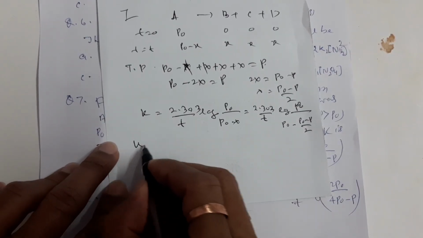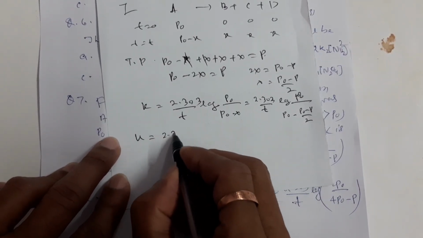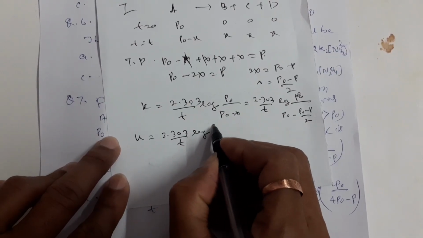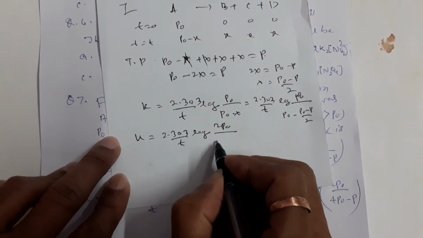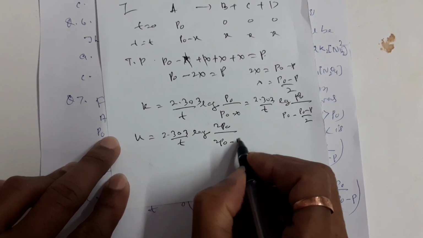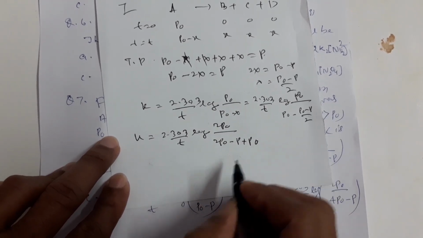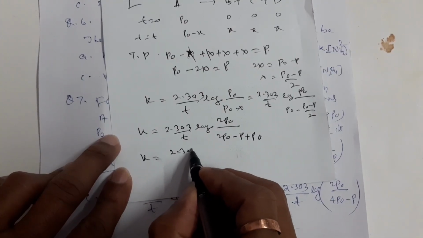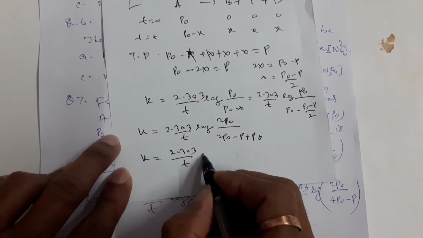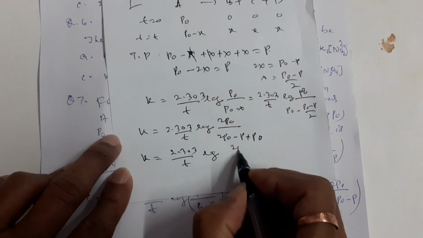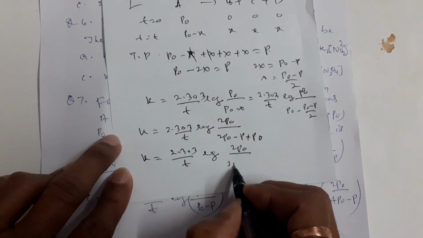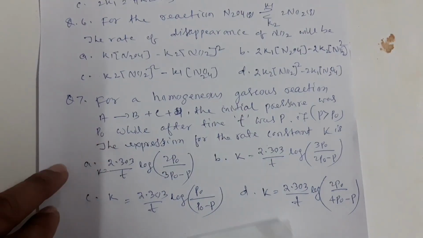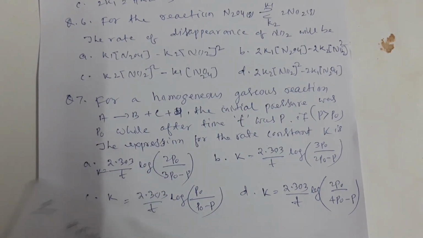So then K is equal to 2.303 by t log 2P0 by (2P0 minus P plus P0). So K is equal to 2.303 by t log 2P0 by (3P0 minus P). So your choice A is the correct answer.